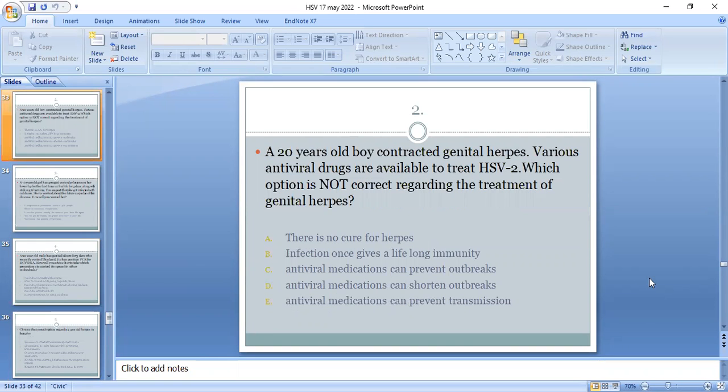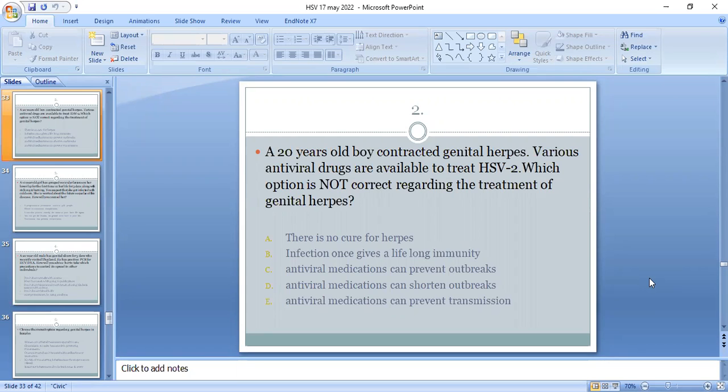Second MCQ: a 20-year-old lady contracted genital herpes. Various antiviral drugs are available to treat herpes simplex virus type 2. Which option is not correct regarding the treatment of genital herpes? That there is no cure for herpes, or infection once gives a lifelong immunity, antiviral medications can prevent outbreaks, antiviral medications can shorten the outbreaks, or antiviral medications can prevent transmission.